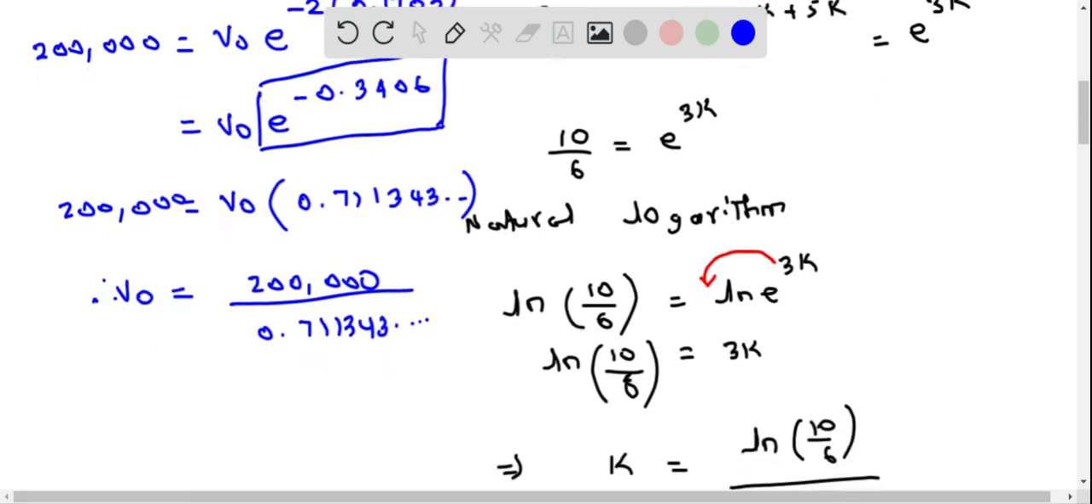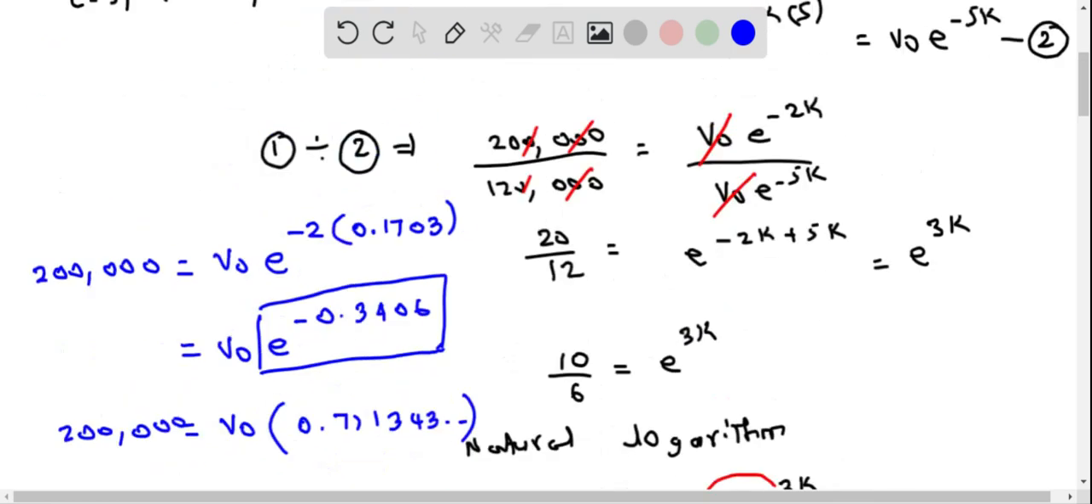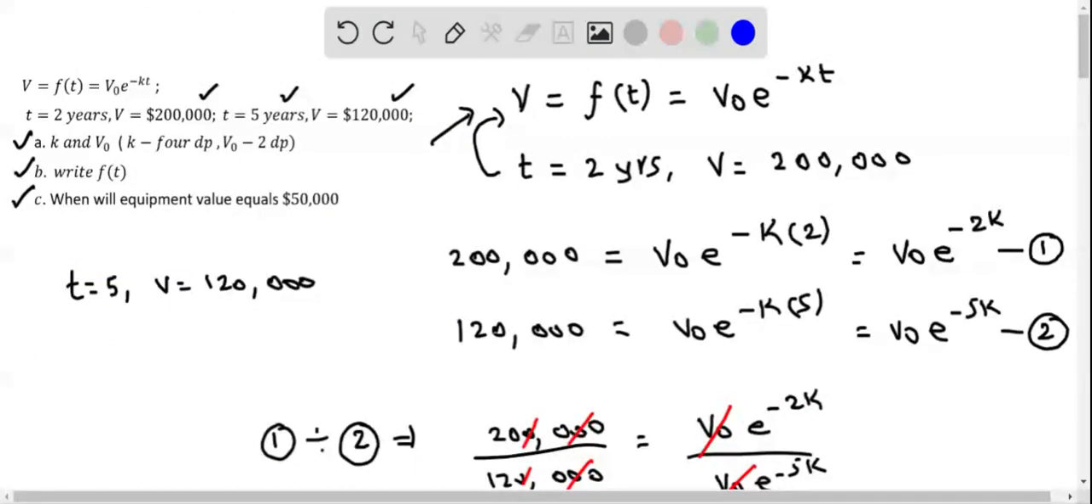So we can plug this into the calculator, and once we do that, we get the value of V naught as 281,158.16. I have approximated to 2 decimal places, since we have to give the value of V naught in 2 decimal places. So basically we have answered part A, that is we have found the value of k and V naught. Now let's answer part B.